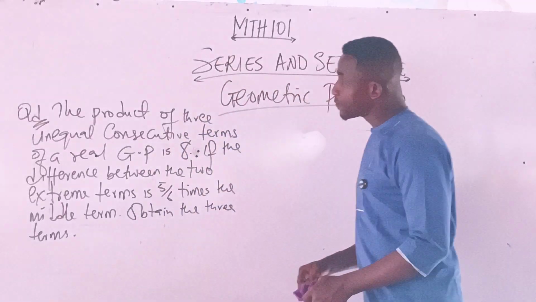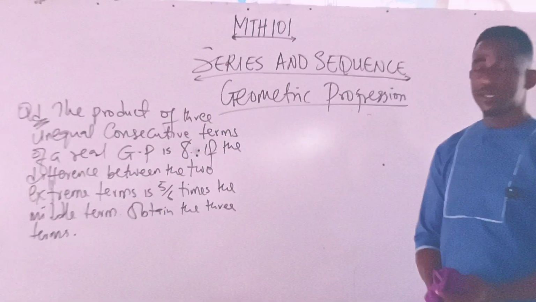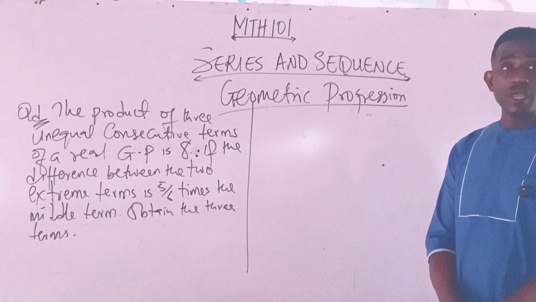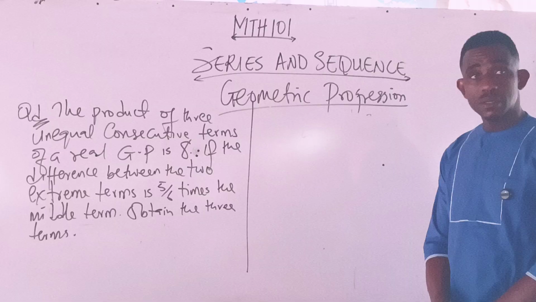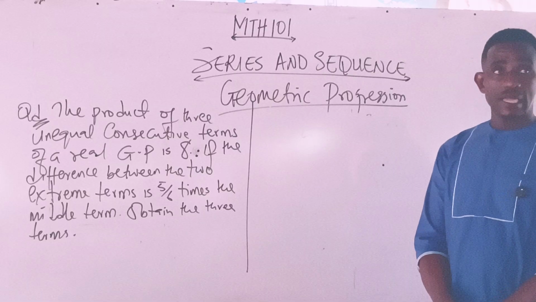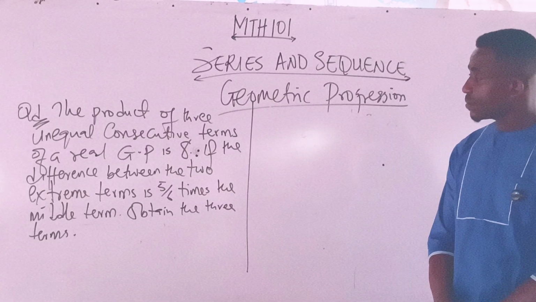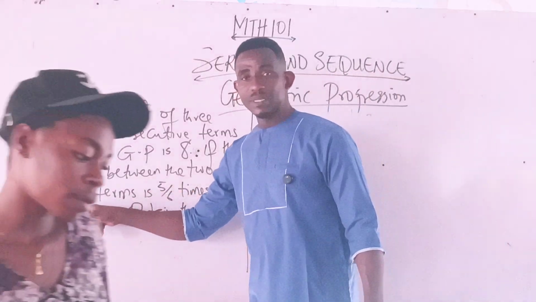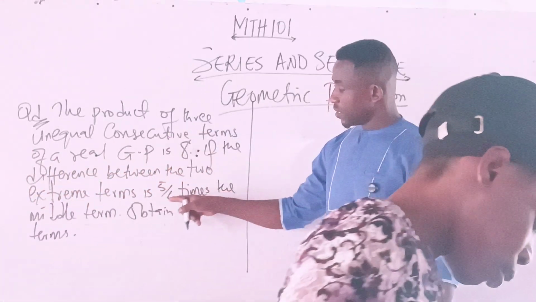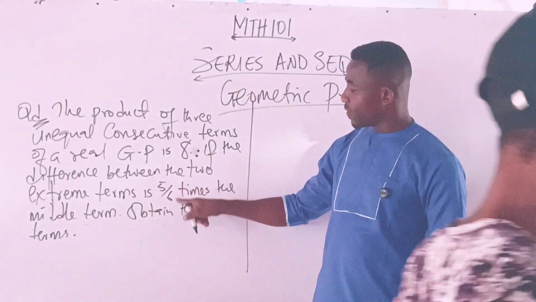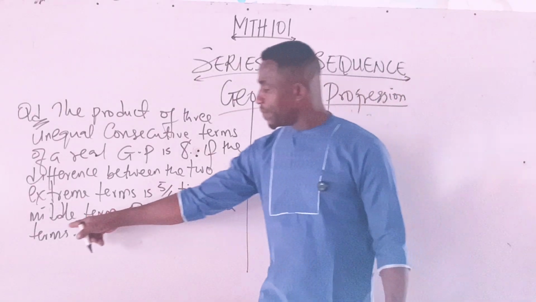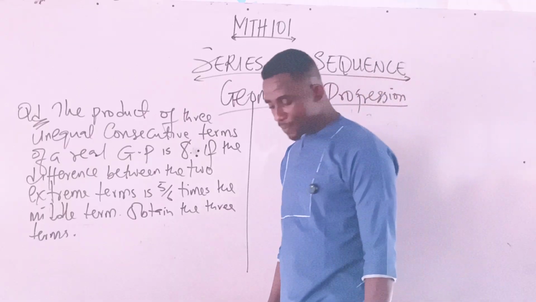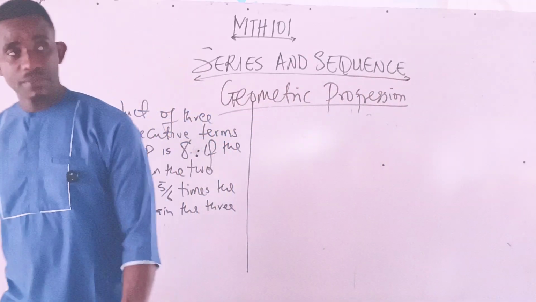The product of 3 unequal consecutive terms of a real GP is 8. If the difference between the two extreme terms is 5 over 6 times the middle term, obtain the three terms. Obtain the three what? Terms.